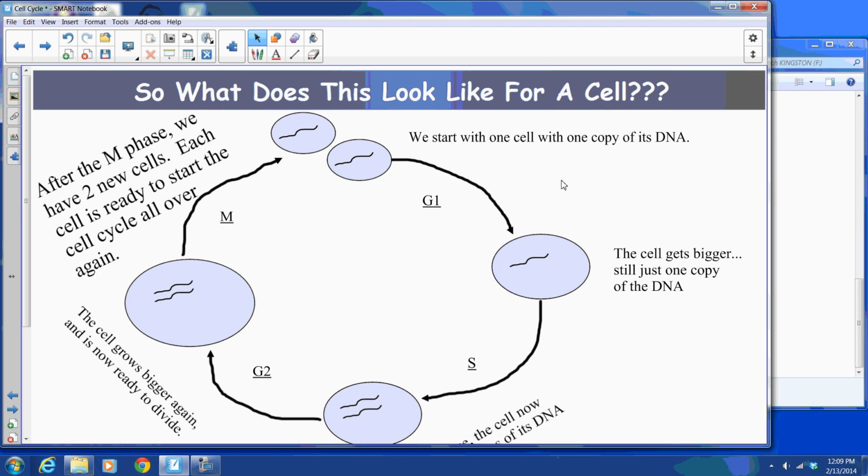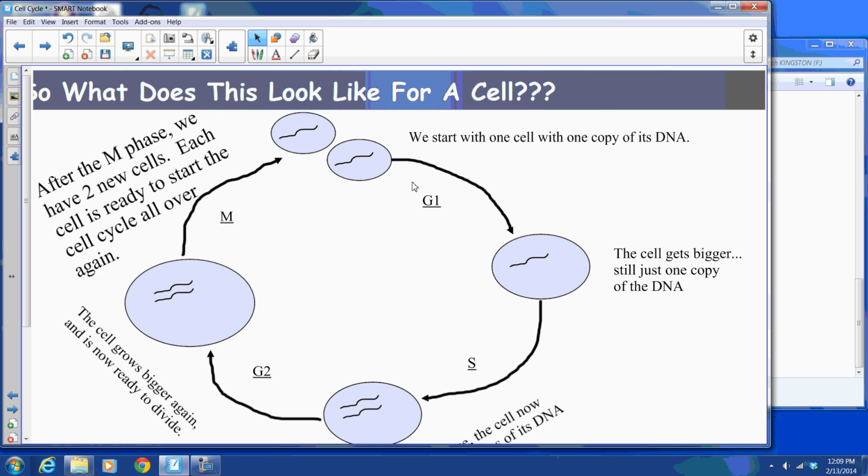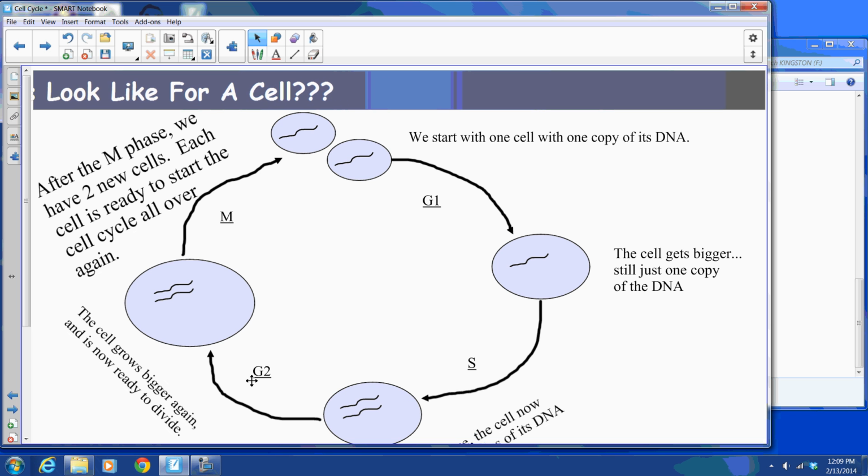That's the life cycle of a cell. It starts out as one cell, grows and gets bigger in the G1 phase, gets ready to copy its DNA, goes through the S phase and copies its DNA, then into the G2 phase, where it grows and gets ready to divide, and then cell division through mitosis in the M phase, and we end up with two cells, again, exactly like the first one that we had.